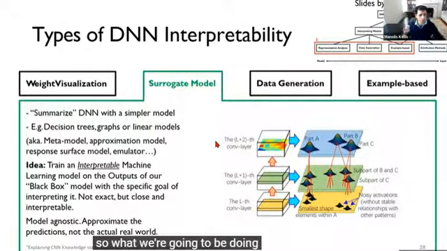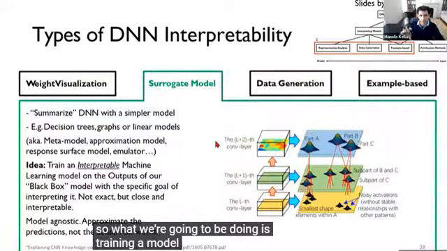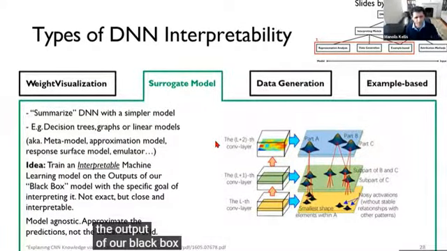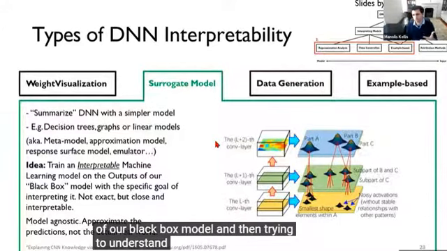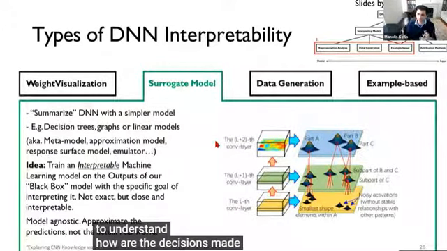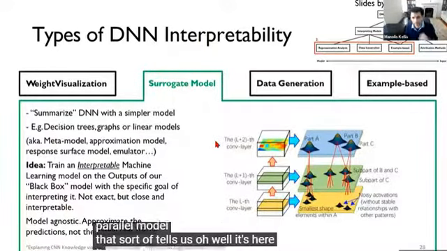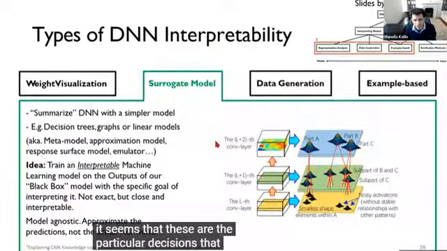So what we're going to be doing is training a model on the output, not on the input, but on the output of our black box model, and then trying to understand how the decisions are made using this parallel model that tells us, oh, it seems that these are the particular decisions that are being made.